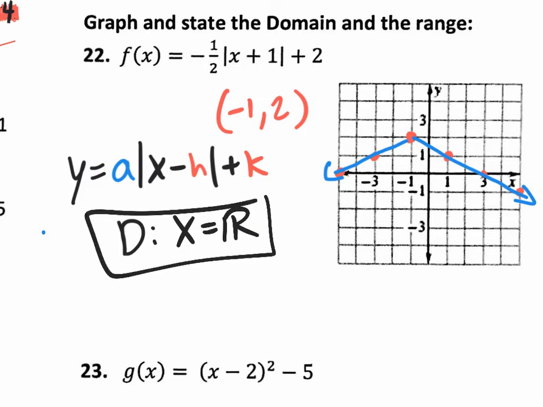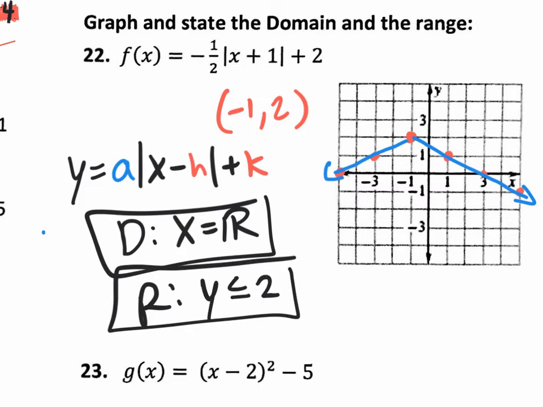So there's an answer. How about the range? The range are your Y values. Does this graph go up forever? No. Does it go down forever? Yeah. Okay, so what's the highest point? 2. The highest Y value is 2. So it's at 2 or below 2. So we're going to say Y is less than or equal to 2. And that's your range. And that's about it with number 22.